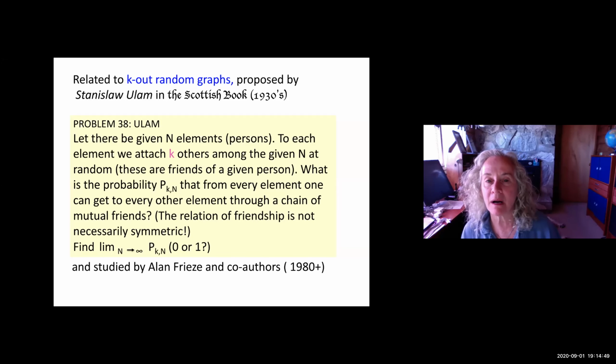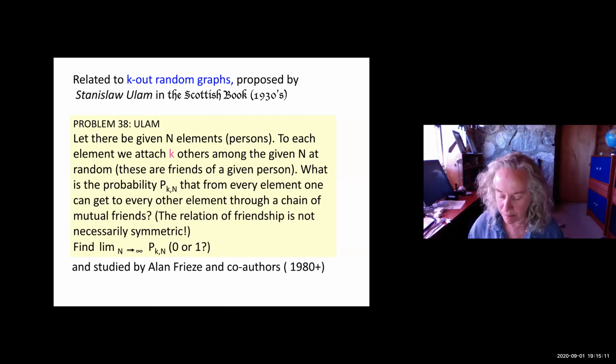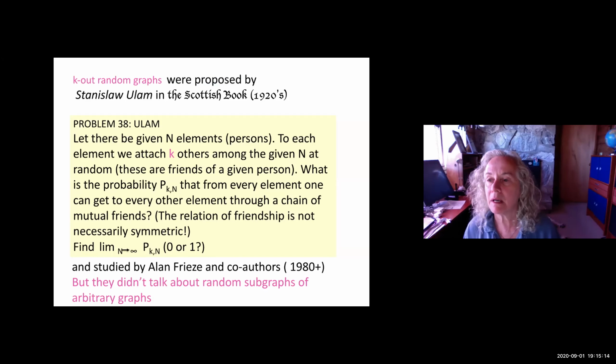Now this problem of k-out random graphs was studied in the 80s by Alan Frieze and co-authors, and he mostly studied the idea where each node picks a random set of other nodes as their neighbors. But he did talk about some random subgraphs of certain types of graphs. But until now, as far as we know, nobody has talked about random subgraphs of arbitrary graphs. So that's what we're talking about here.